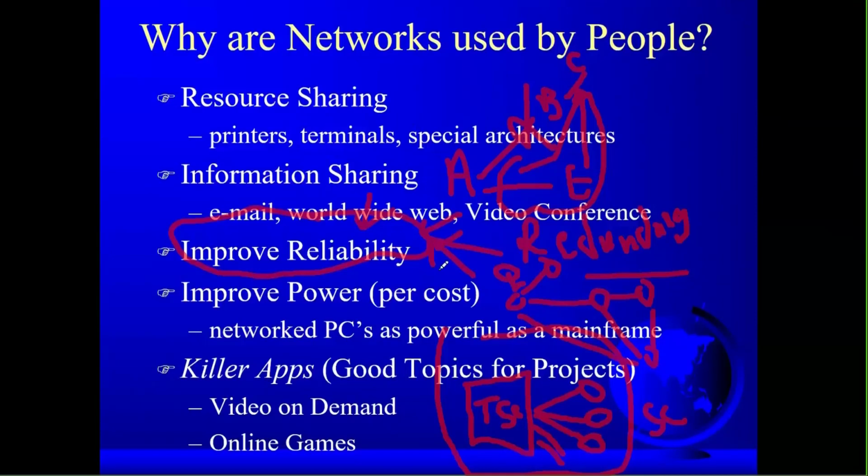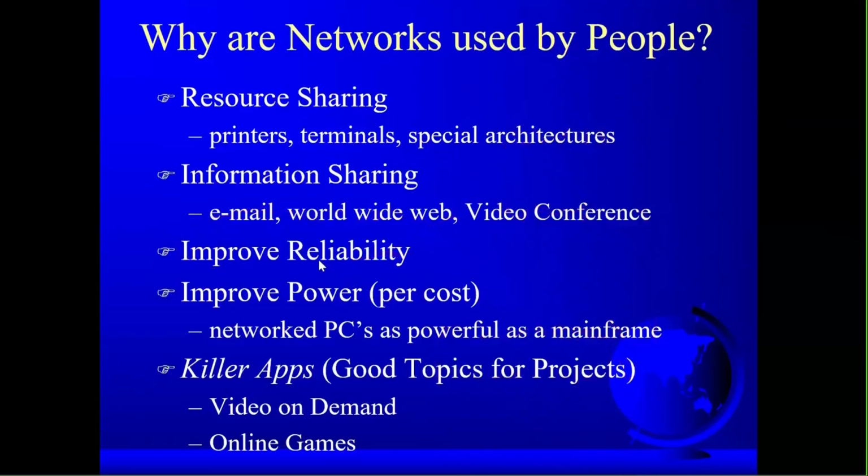Okay, so let's move on. So yes, improve reliability. Okay, improve power per cost. That's also very interesting. Before, we used to have something called a supercomputer, and it used to cost maybe $500,000. Now almost anybody can have access to a supercomputer by doing what? Who could tell me?